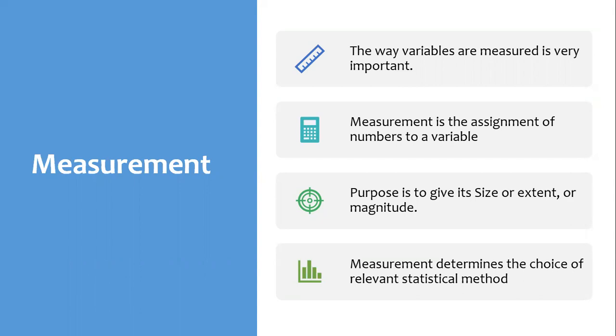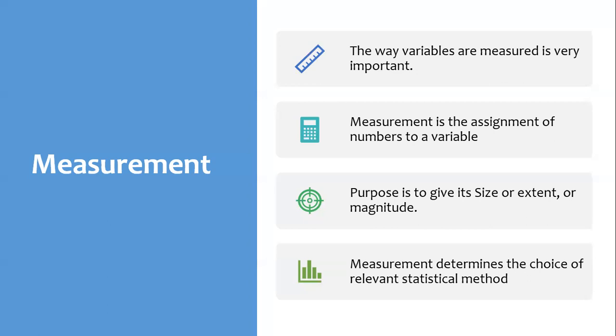Then there's a concept also in data analysis that we call measurement. So the way variables are measured is very, very important. And that's why later we'll be talking about the different levels of measurement that we have. Measurement is the assignment of numbers to a variable. You remember that we explained what a variable is, that a variable is a phenomenon that takes different values and varies from one individual or from one entity to another. Then measurement will help us to assign numbers to a variable, and the purpose of measurement is to give it a size or extent or magnitude.